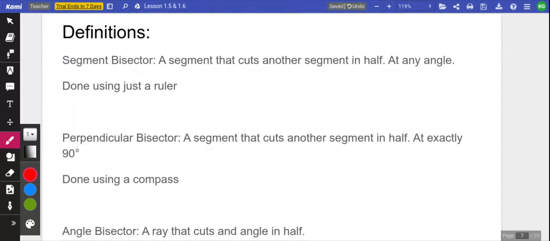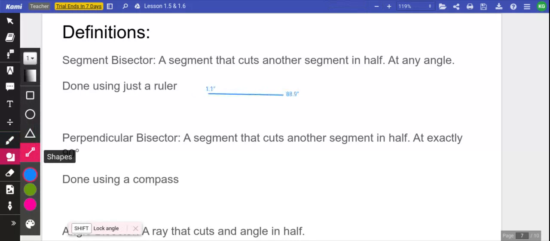Okay, so now we're moving on to Lesson 1-6, which is the constructions. We just need a few definitions here. What is a segment bisector? It is a segment that cuts another segment in half at any angle. And we do that using just a ruler.